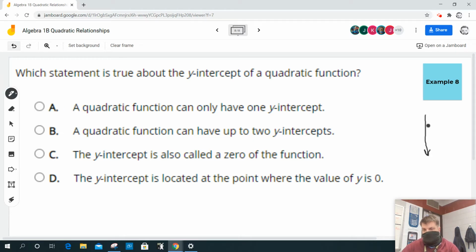If I have my y-axis and I have my x-axis, so this is the y-axis, this is the x-axis, it usually looks something like this, some variation of this, right? And the y-intercept occurs right here when x equals 0. So we got 0, comma, whatever the y value is.